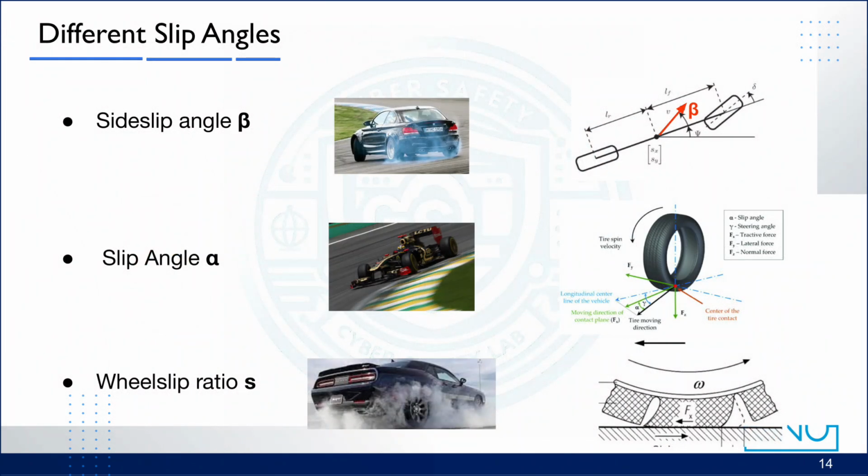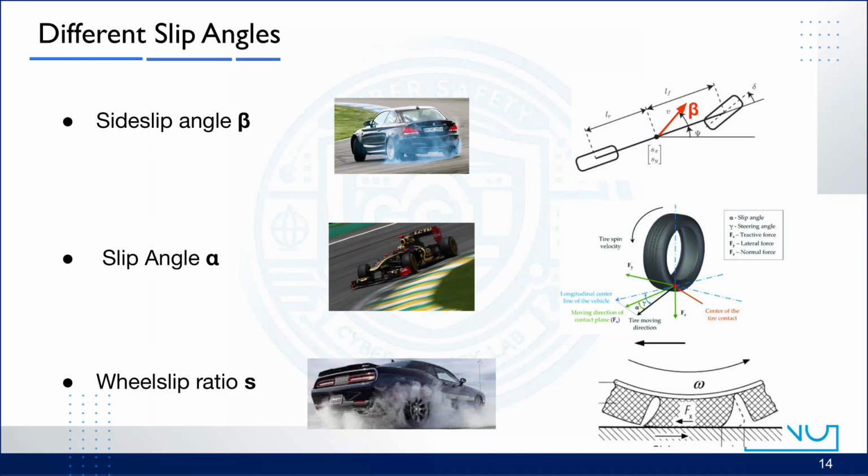When a vehicle moves fast, its tires don't always roll perfectly in the same direction as the car's body. We call this difference slip, and there are 3 key forms. First, the side slip angle beta. This appears when the whole car drifts sideways. The car's velocity vector is no longer aligned with its x-axis.